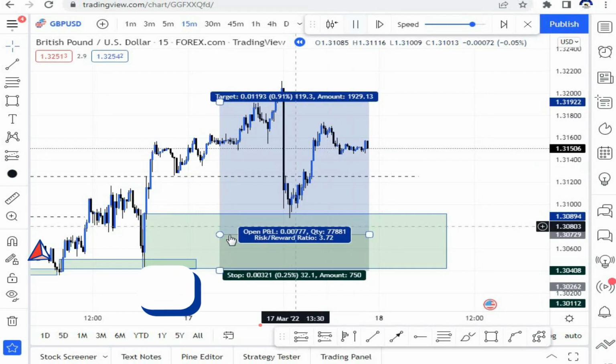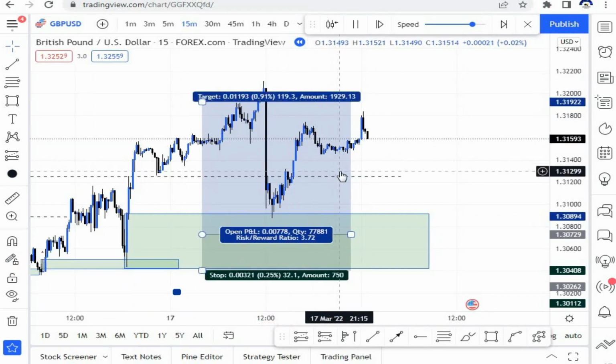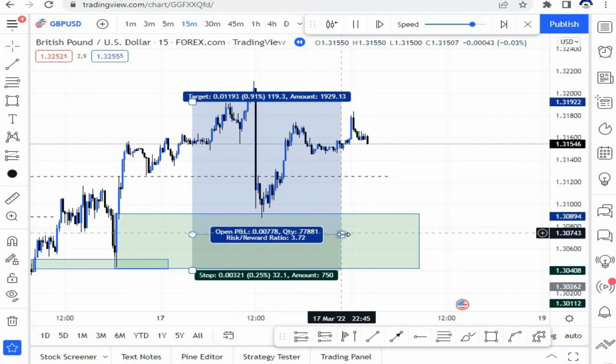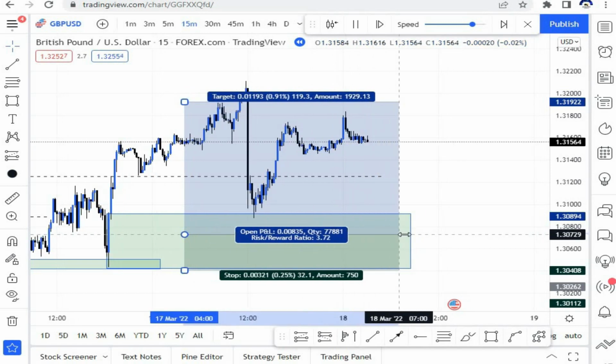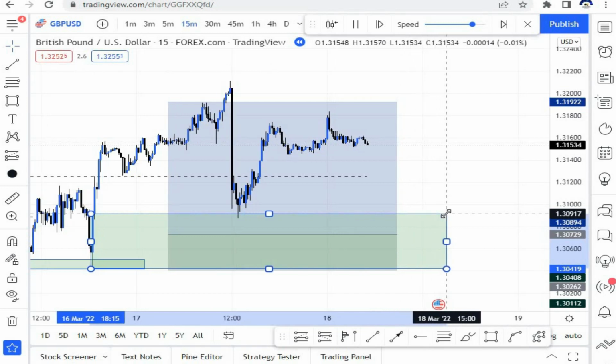So if you're going to risk more than 50 pips to get 118, it was going to be a good trade though. But some of you guys don't have that much in your accounts to risk.